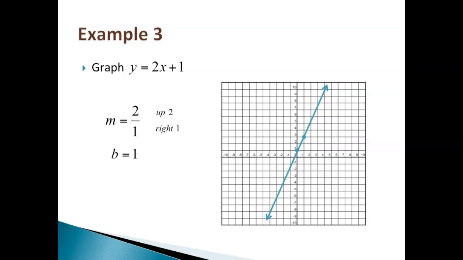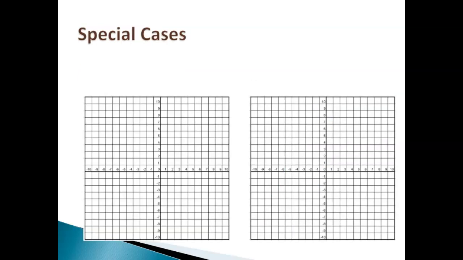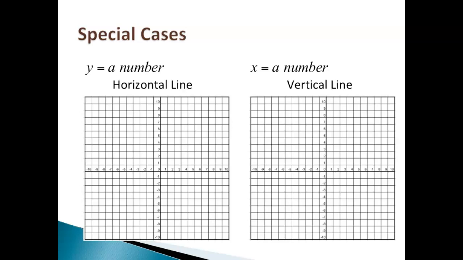Alright, we also have 2 special cases. In the first one, this will be of the form y = a number. And in the second one, this will be of the form x = a number. And by a number, I simply mean that there is just a value on the other side. So y = 7 or x = -2. So in this form, y = some number, this is going to be a horizontal line. And when x = a number, this is a vertical line.